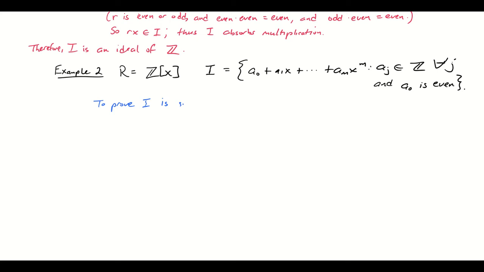I is an ideal. Now again, just take note of the fact that the only thing that distinguishes elements of I is that this coefficient has to be even. So you could think of I as containing practically half of the polynomials in this ring, the half where the constant coefficient is even, and then there's also the ones where the constant coefficient is odd. Those are not in the ideal. All right, so we need to prove this is an additive subgroup, and it also absorbs multiplication.